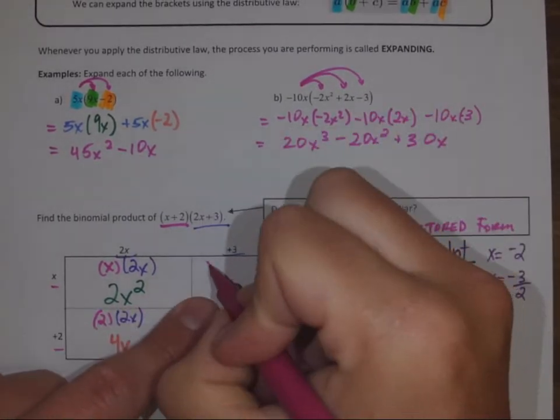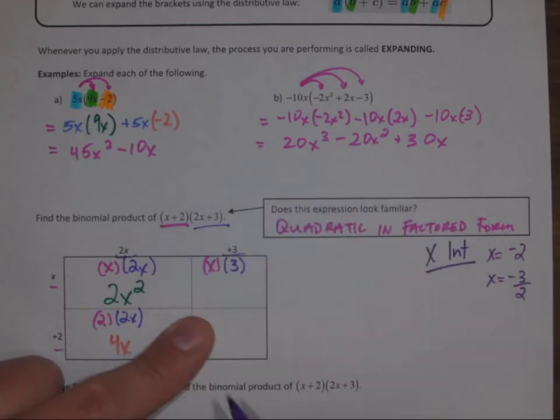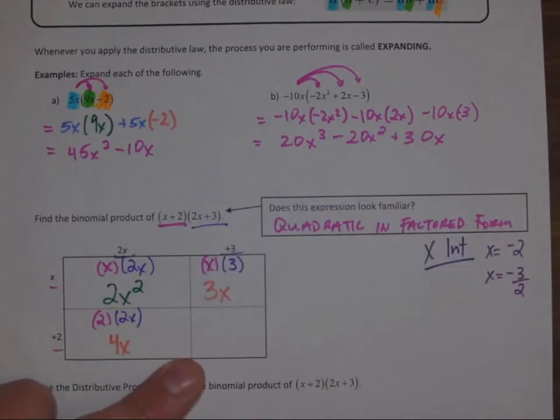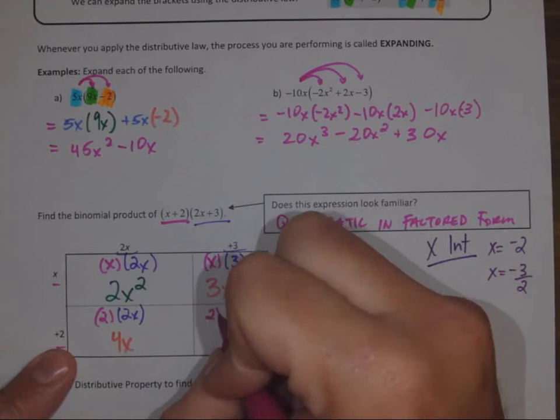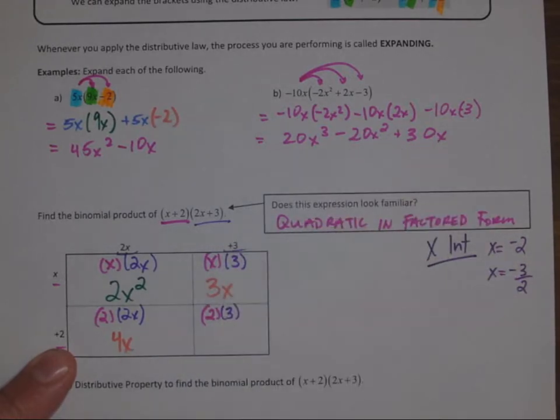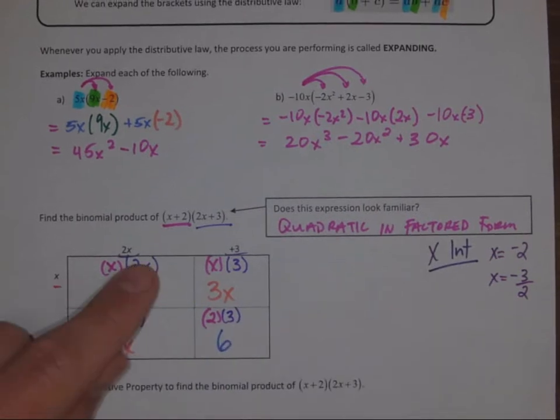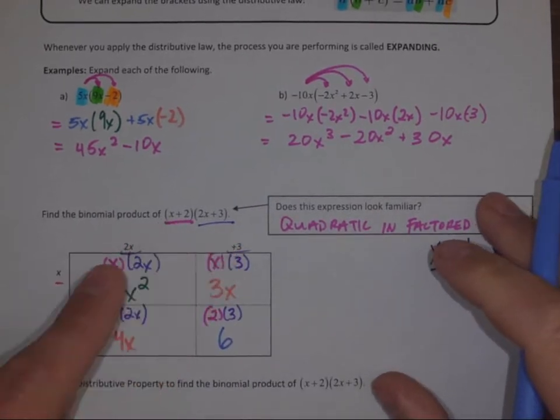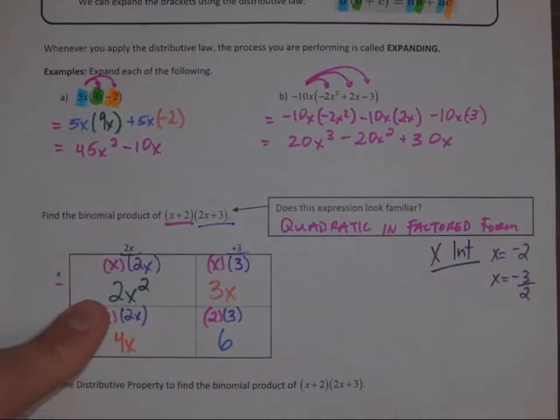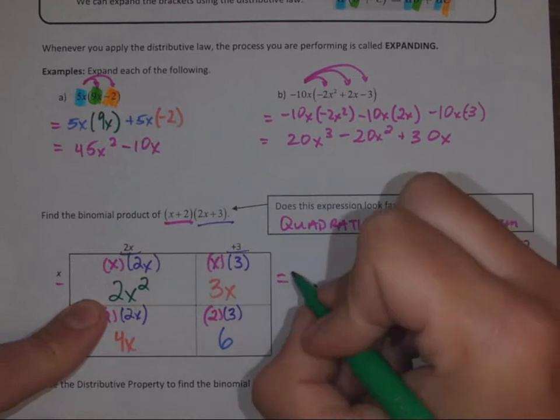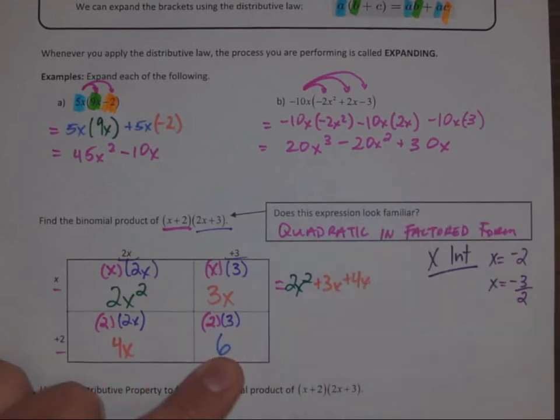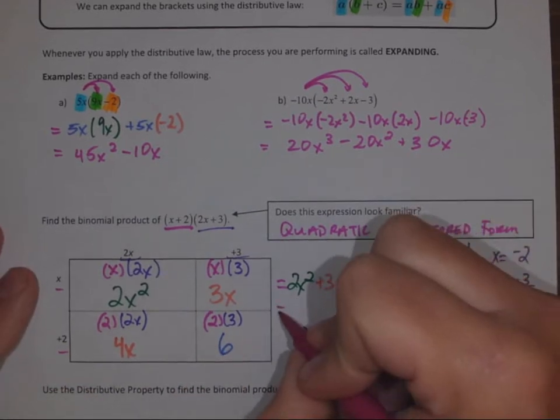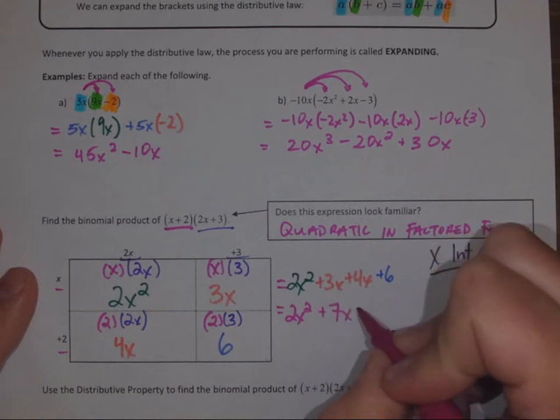Here I'm going to line up x times 3, which is going to give me 3x. And then I'm going to have my two coefficients, my numbers, and I'm going to multiply 2 times 3. And that's going to give me 6. So binomial times binomial is going to give me 4 terms. So what do I have? I actually have 2x squared plus 3x plus 4x plus 6. And I would collect like terms to simplify that as 2x squared plus 7x plus 6.